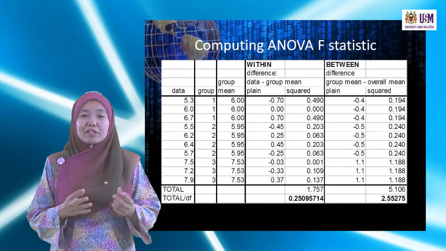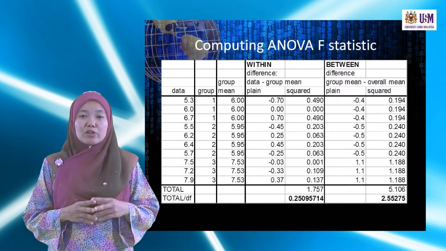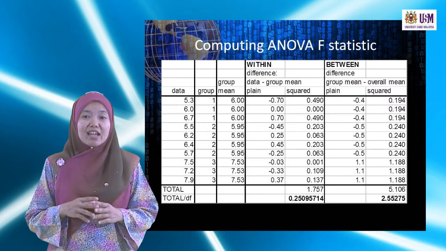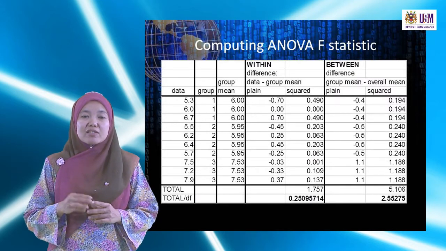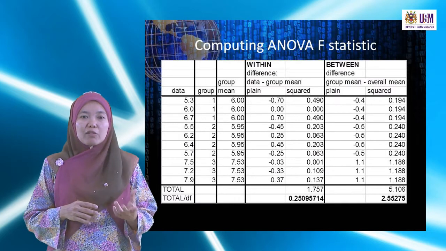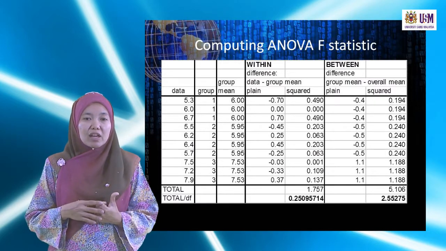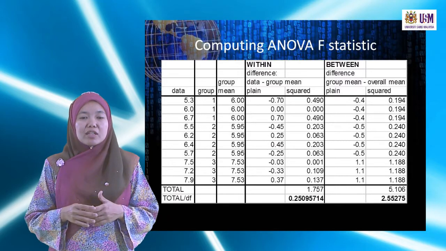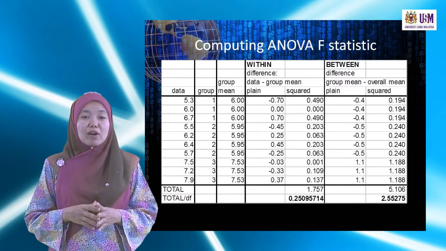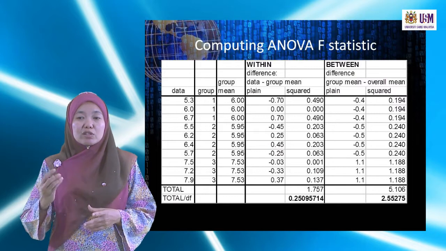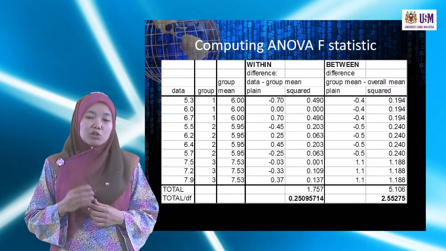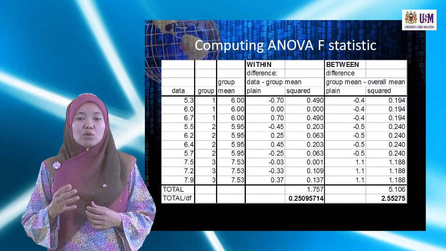1.757. For the between group variation, you're going to take the difference between the group mean and the overall mean, that means the grand mean. Compare the grand mean with the group mean of 6 for group 1, with 5.95 for group 2, and with 7.53 for group 3. And then you take the squared differences, add up, and you should be able to get 5.106.